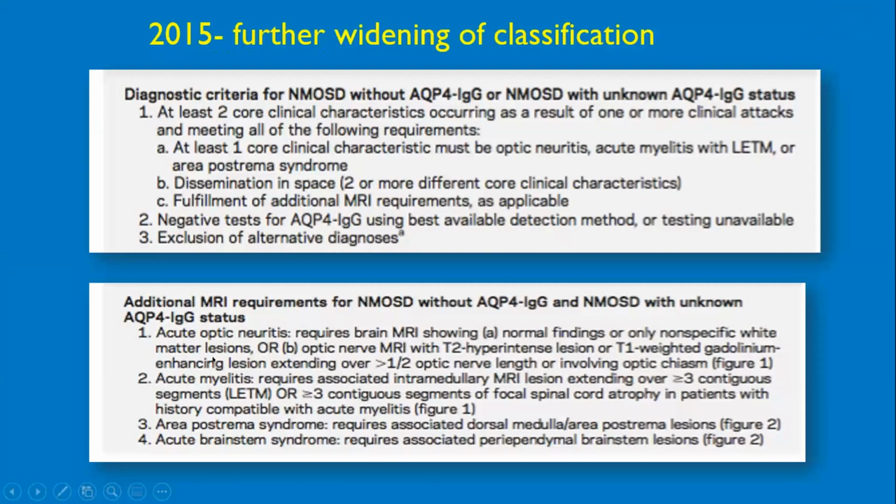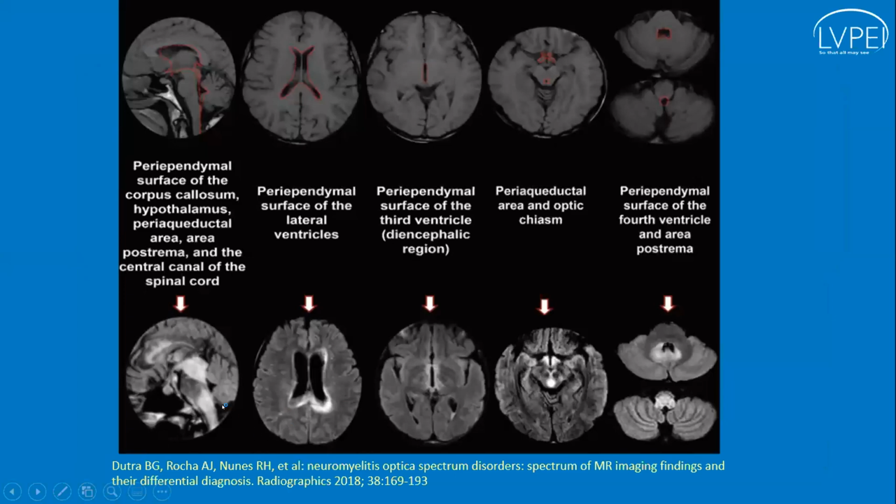So over there, the role of MRI becomes even more important, and we should pay much more attention to the findings of acute optic neuritis, myelitis, imaging of the brainstem, area postrema, which might help us possibly diagnose quite early. And this is again an image from an article which tells actually a lot of information about NMO spectrum disorders.